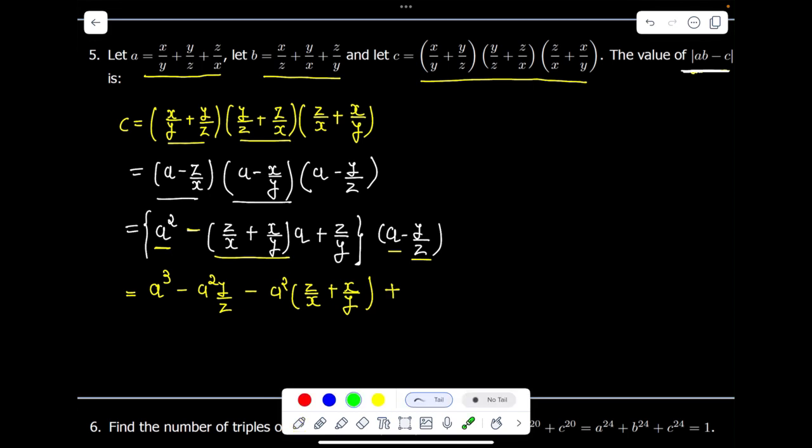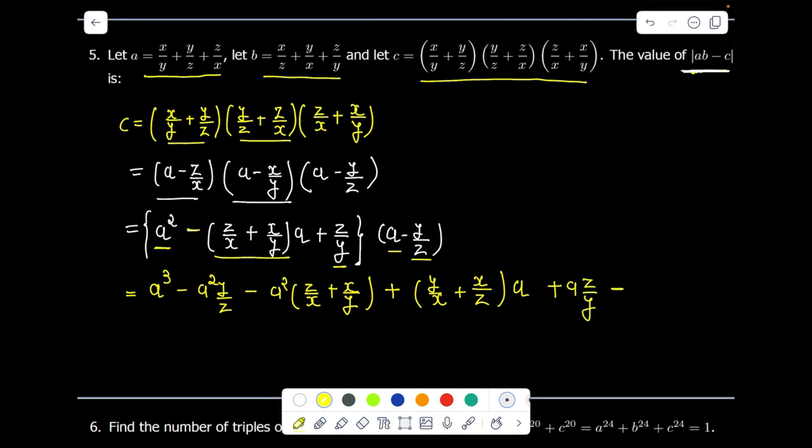Again you multiply negative with negative, so you will get positive. But here one thing will be there: when Y by Z is multiplied with Z by X, Z will cancel out, you will get Y by X. So here you will get Y by X plus, here again when Y by Z is multiplied with X by Y, Y will cancel, you will get X by Z. So here I will write X by Z into A. Correct? So now you need to multiply the third term, which is nothing but A into Z by Y minus Z by Y into Y by Z is nothing but 1, but plus minus minus 1.